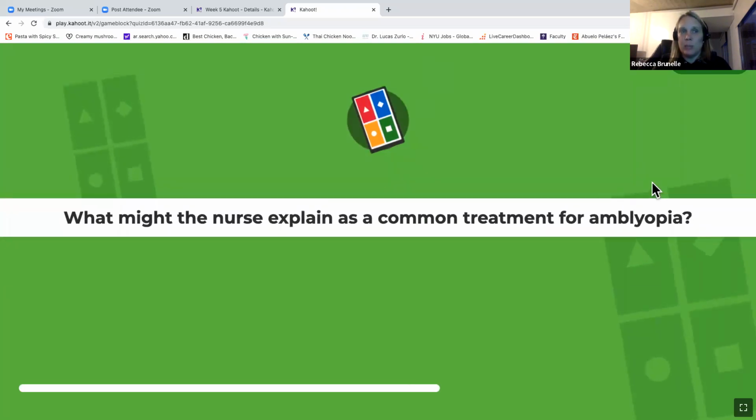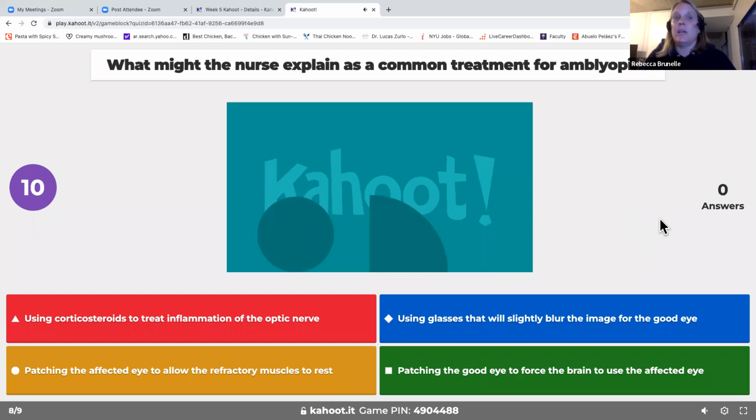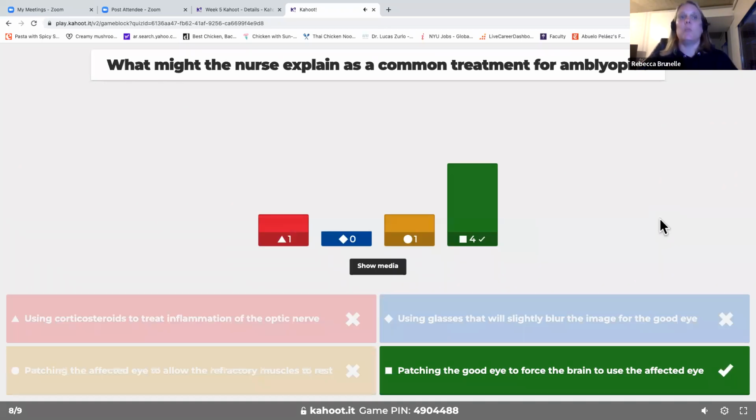What might the nurse explain as a common treatment for amblyopia? Using corticosteroids to treat inflammation of the optic nerve, patching the affected eye to allow the refractory muscles to rest, using glasses that will slightly blur the image for the good eye, or patching the good eye to force the brain to use the affected eye. Very good. So you patch the good eye and force the brain to use the affected eye.